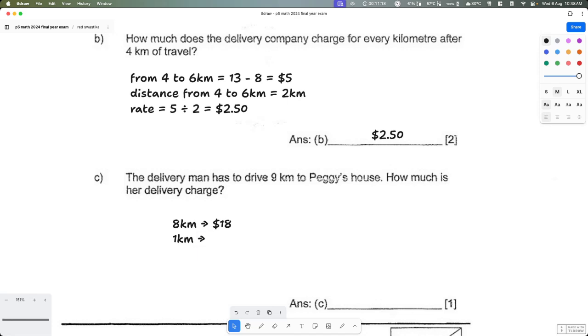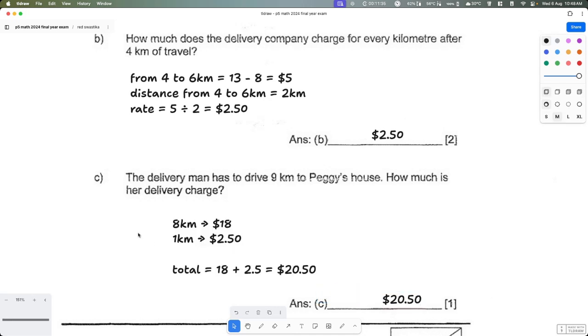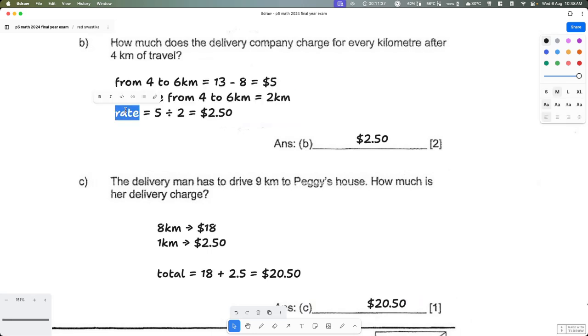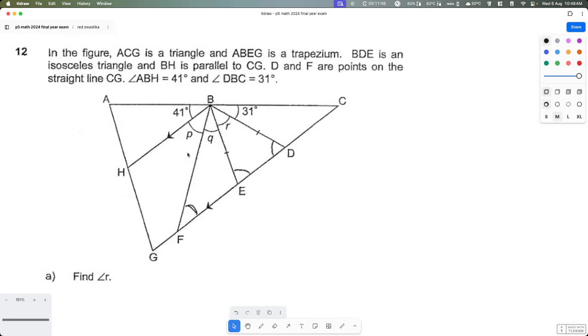Okay, that is equal to $2.5. So the total will be 18 plus 2.5, which will be $20.50. That's what you see over here. So the answer is $20.50. Okay, so next one, this is every km rates after 4 km. Okay, so let's move on to question 12.